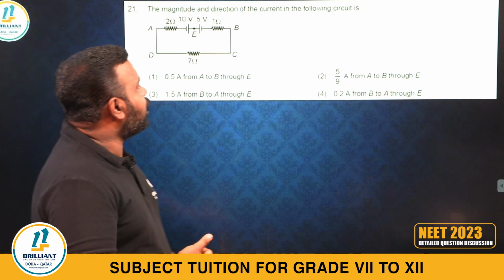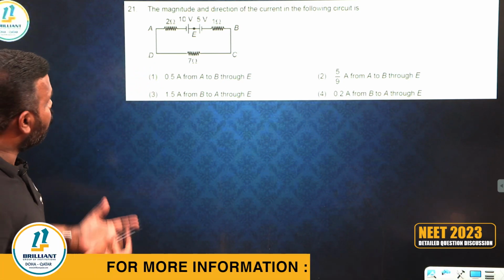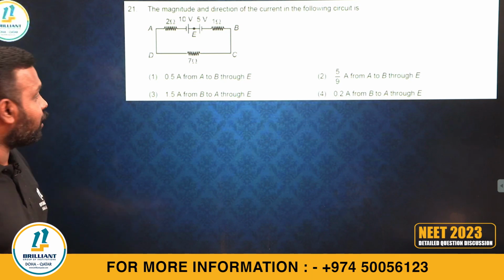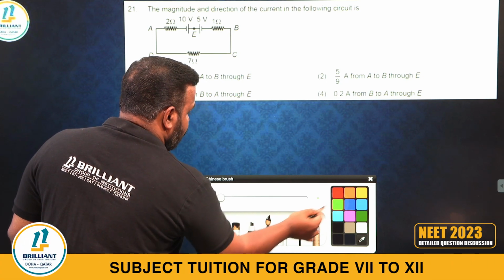Question number 21. The magnitude and direction of current flowing in the following circuit is very simple. Kirchhoff's rule you can directly apply. We have to find magnitude and direction of current, right?